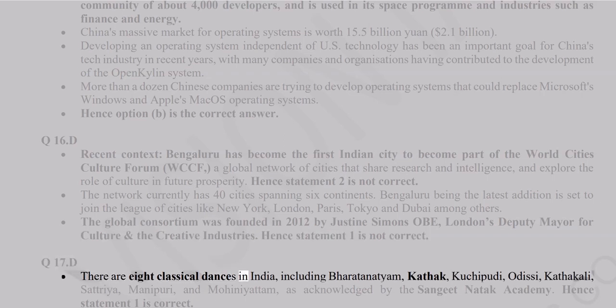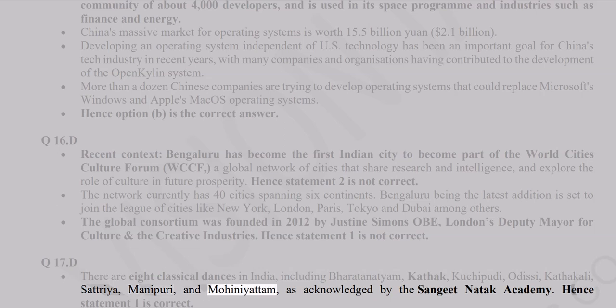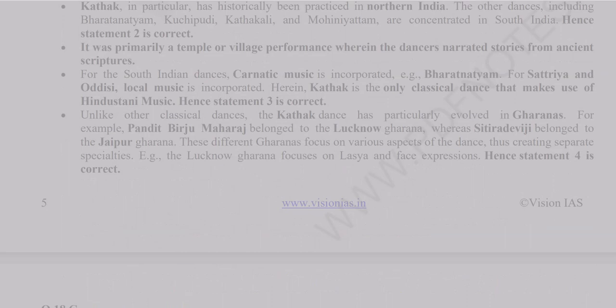Q17. D. There are 8 classical dances in India, including Bharatanatyam, Kathak, Kuchipudi, Odissi, Kathakali, Satriya, Manipuri, and Mohiniyattam, as acknowledged by the Sangeet Natak Akademi. Hence statement 1 is correct. Kathak, in particular, has historically been practiced in northern India. The other dances, including Bharatanatyam, Kuchipudi, Kathakali, and Mohiniyattam, are concentrated in South India. Hence statement 2 is correct.